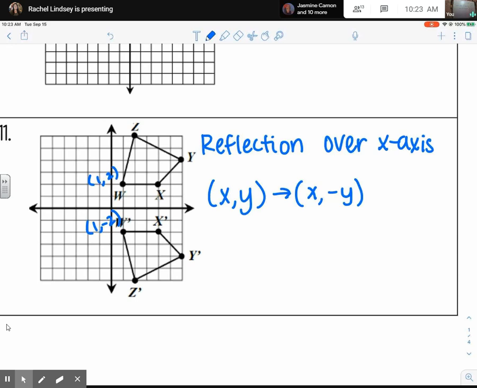On your test, I have it where you circle which type of transformation it is, and then you describe it in words and with a rule.